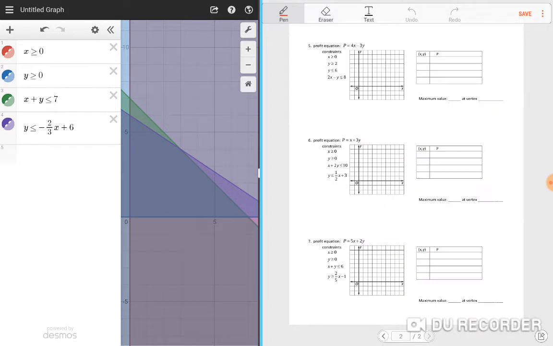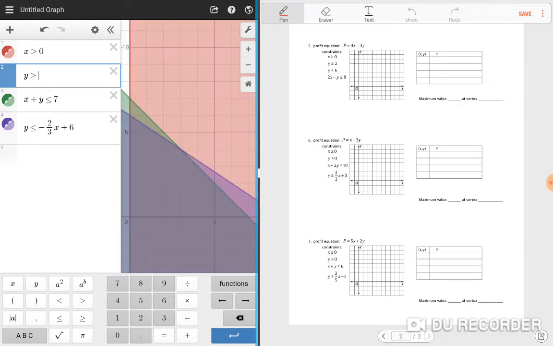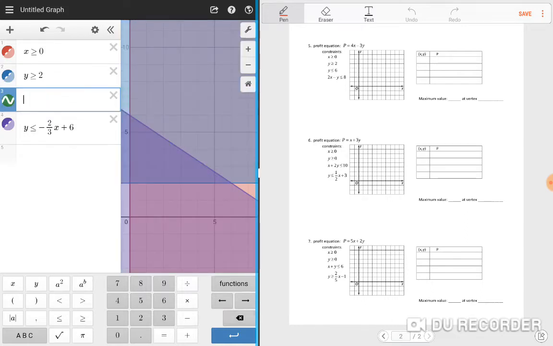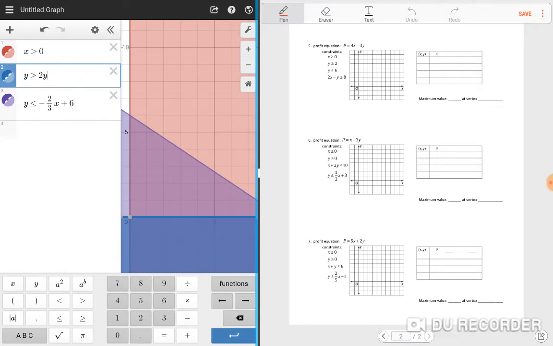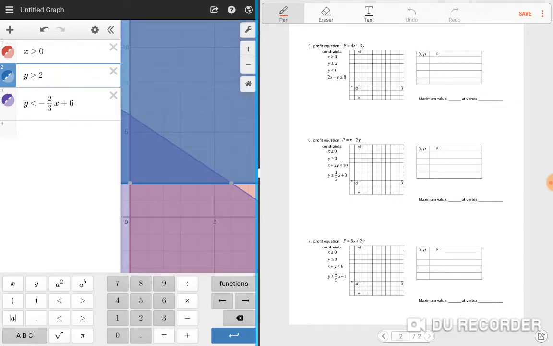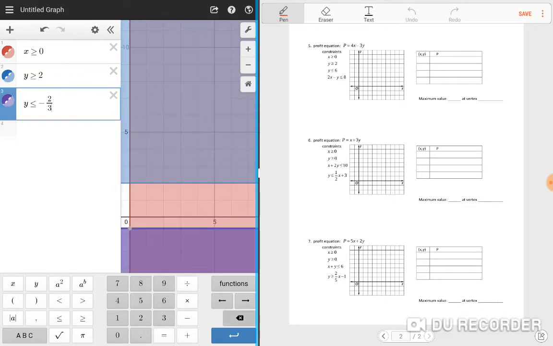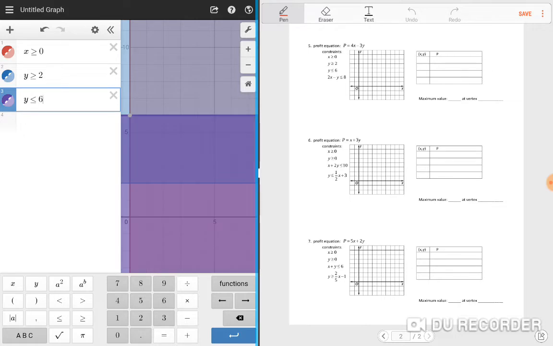Okay, let's go on to the last page. Let's see, we got x greater than or equal to 0, y greater than or equal to 2. These are all things we should know how to do already, how to graph linear inequalities. Y less than or equal to 6. Okay, so those are both horizontal boundaries, the two with the Y's.